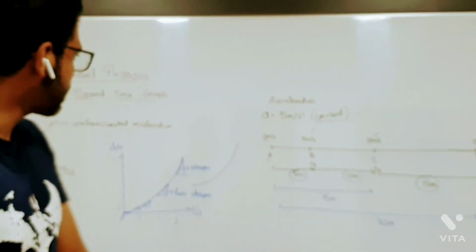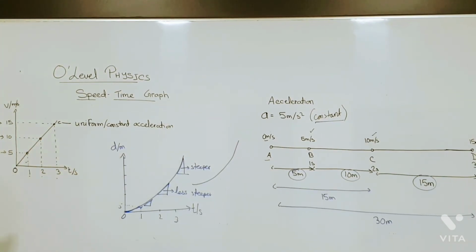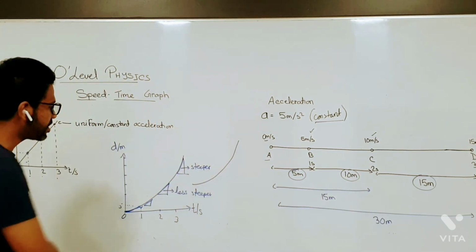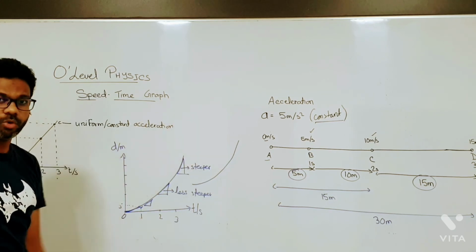So for constant acceleration, if you are asked to draw the velocity time graph, the graph will be a straight line through origin. Doesn't matter whatever the value is, the graph has to be a straight line through origin. And if you are asked to draw a distance time graph with constant acceleration, this is how the graph should be. The graph should become more and more steeper.